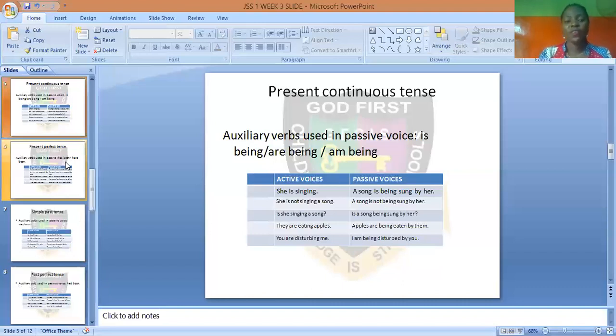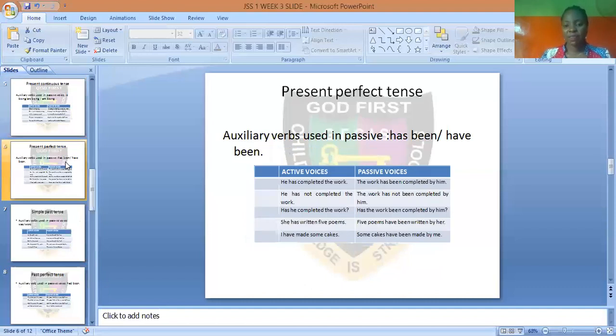Moving on to the next tense, we have the present perfect tense. The auxiliary verbs used in this passive voice are has been and have been. He has completed the work. The work has been completed by him. He has not completed the work. The work has not been completed by him.